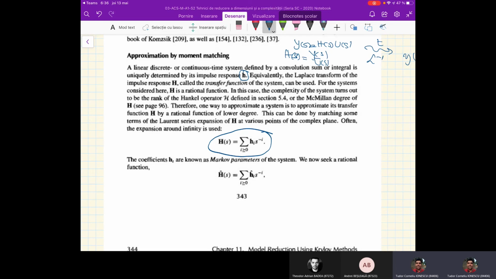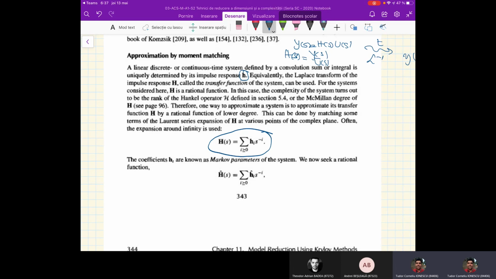We are talking about minimal systems here, so the Macmillan degree, which we didn't talk too much about, is identical to the dimension of the denominator of the transfer matrix. So one way to approximate a system is to approximate its transfer function by a rational function of lower degree. This is what we are going to do next. This can be done by matching some terms of the Laurent series expansion of H at various points in the complex plane, exactly what we discussed earlier.